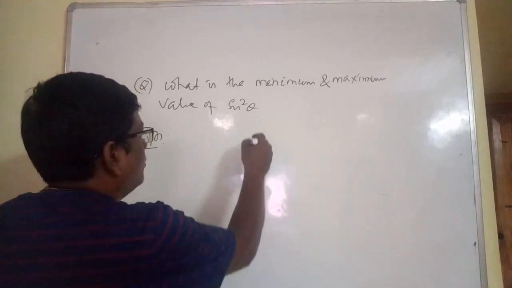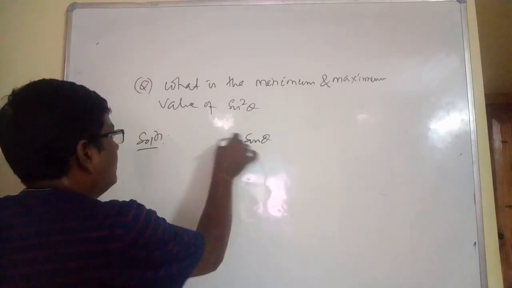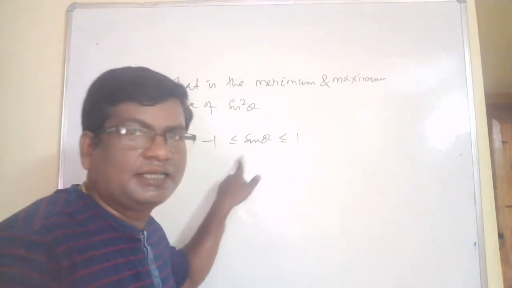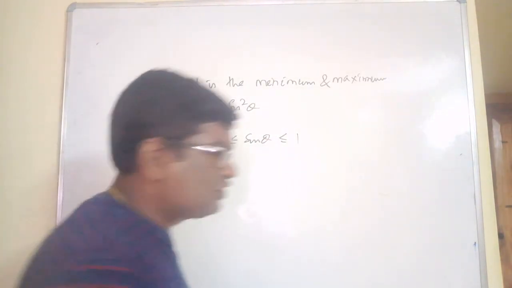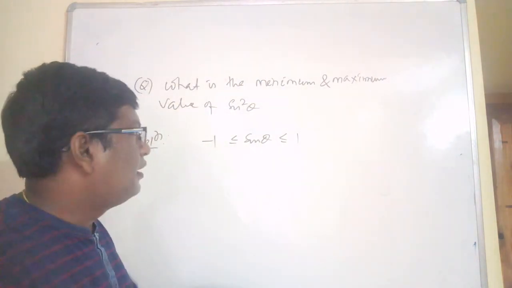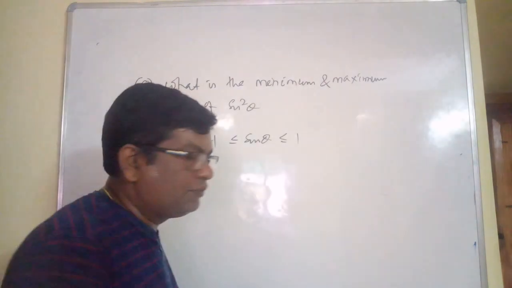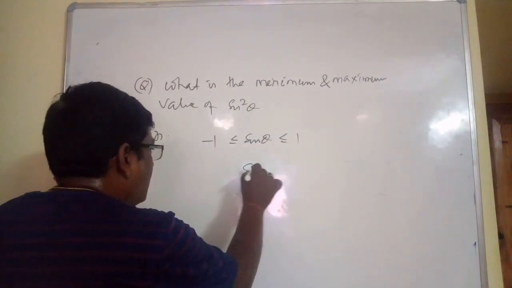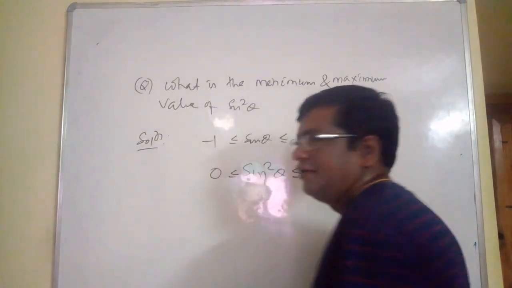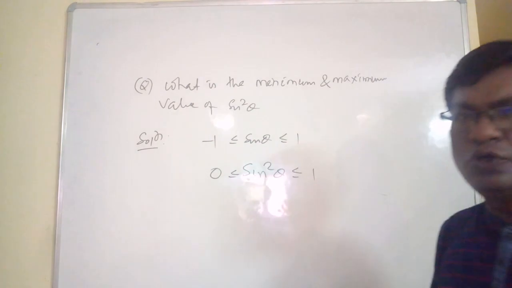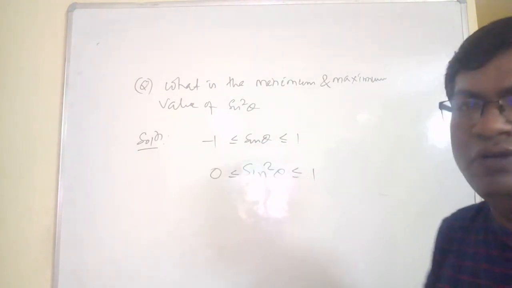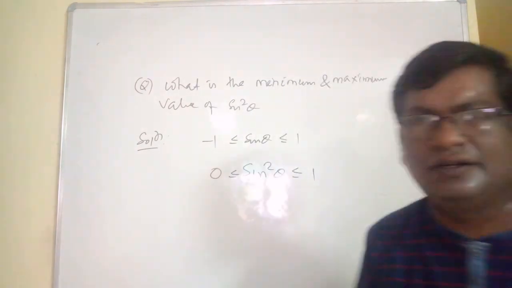We know minus 1 is less than or equal to sin theta less than or equal to 1. Squaring this, all negative numbers will become positive and positive numbers remain positive. So sin square theta lies between 0 and 1. Right? Most students square both terms and say the minimum value is 1 and the maximum value is also 1.